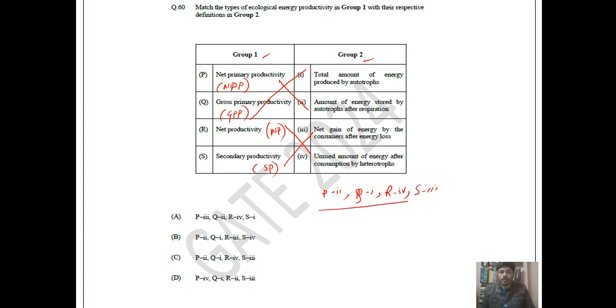So if we follow this, let's see the options one by one. P3 Q2 R4 S1, this is wrong. P2 Q1 R3 S4, this is also wrong. P2 Q1 R4 S3, so this is the correct option for question number 60.